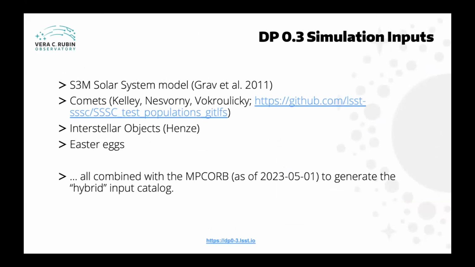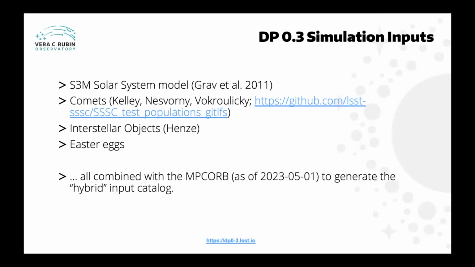What are the inputs for the simulation? For the solar system model, we're using S3M. This is a fairly old model by now. So this is Grav et al. 2011. It was, I think, built originally for Pan-STARRS. For comets, we use the model put together by Mike Kelly and co-authors that's on this URL. For interstellar objects, we use a synthetic population that Ari Heinze developed. And then we have some Easter eggs that we're not going to tell you about, but we're going to ask you to find them yourselves. These are objects that move in unusual ways.